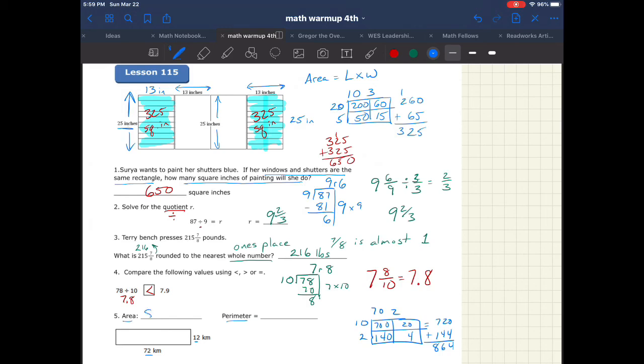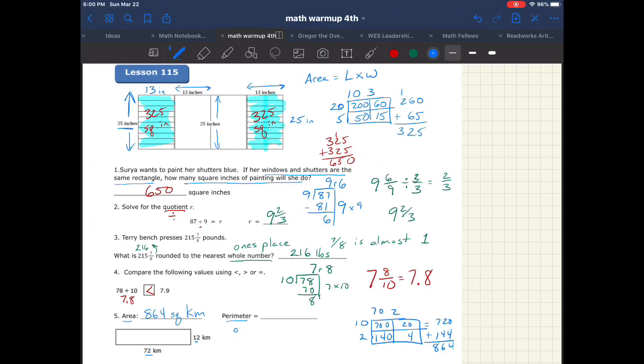So 864, but I'm not done. I need to label this to show that it's area. So with area, we're talking about how many squares. So my SQ is for squares, and the squares are a kilometer big. So the square kilometers. So this is a pretty big place, 864 square kilometers.